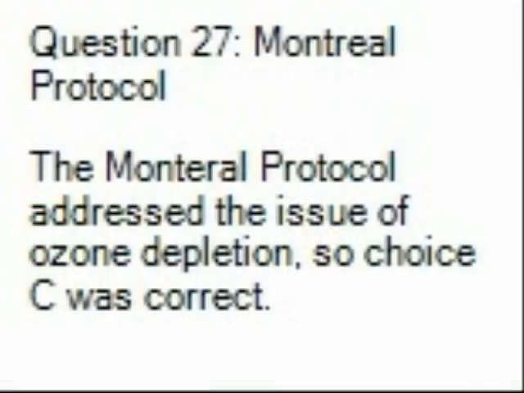Question 27 was about the Montreal Protocol. The Montreal Protocol, according to my notes, addressed the issue of ozone depletion because of the CFCs. I was looking for that on the test, and I didn't see that, so I thought that what I had was correct, but I understand now that it was addressing ozone depletion.